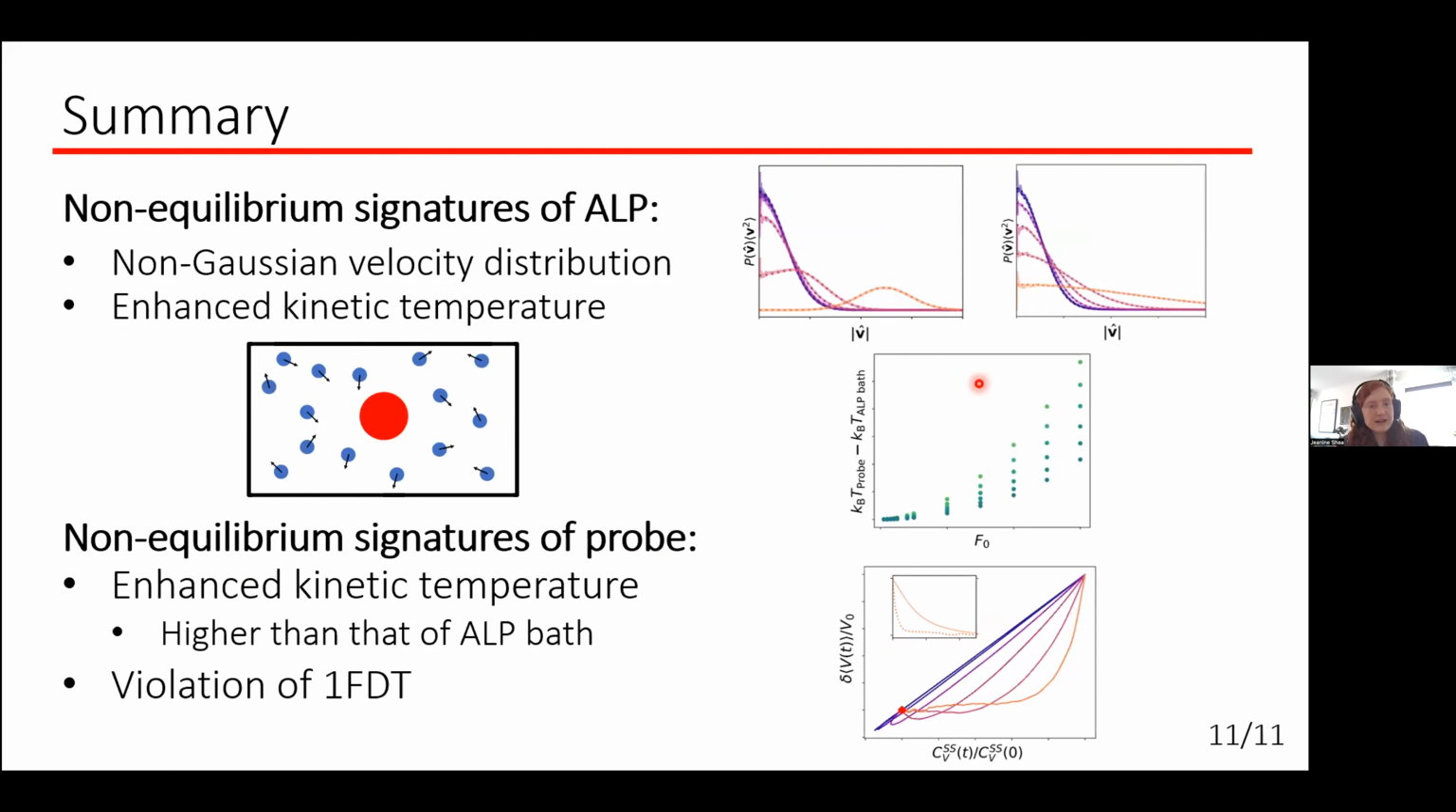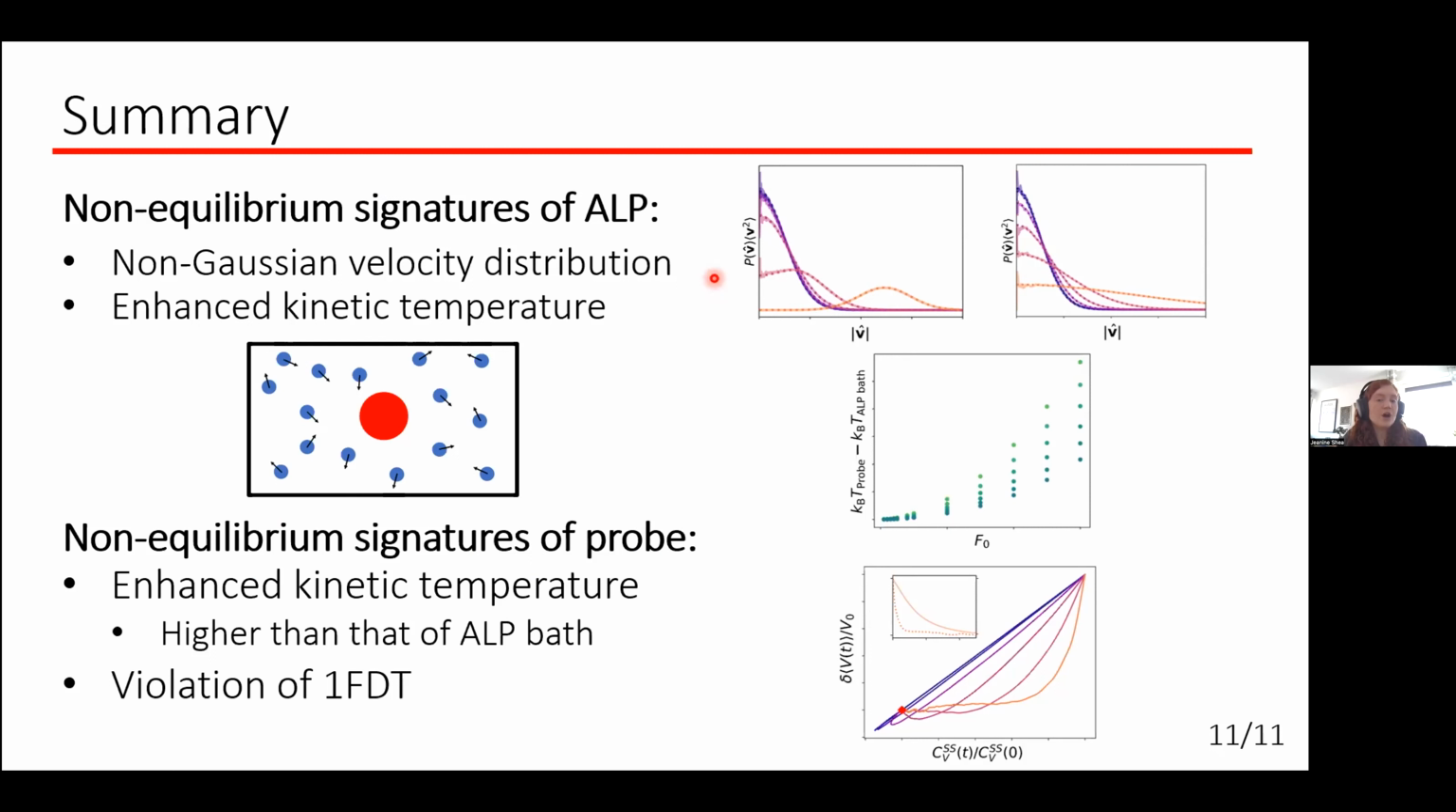So what I've shown you today is that the non-equilibrium signatures of a probe immersed in an active bath are harder to detect than those of just an active particle itself. While an active particle itself develops a non-Gaussian velocity distribution at high activities, this is not the case for a probe immersed in an active bath. The probe maintains a Gaussian distribution even when the bath in which it is immersed is active. We can, for both an active particle and the immersed probe, detect an enhanced kinetic temperature, but in order to do this, we have to have information about the bath to which the particle is coupled, which isn't always feasible.